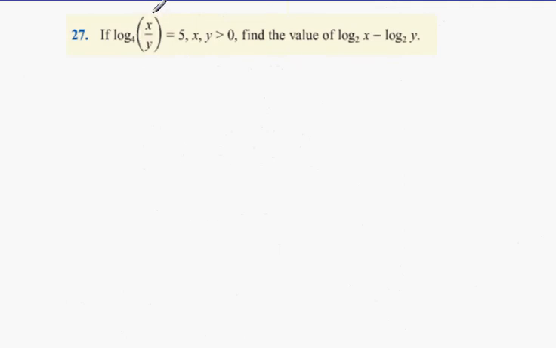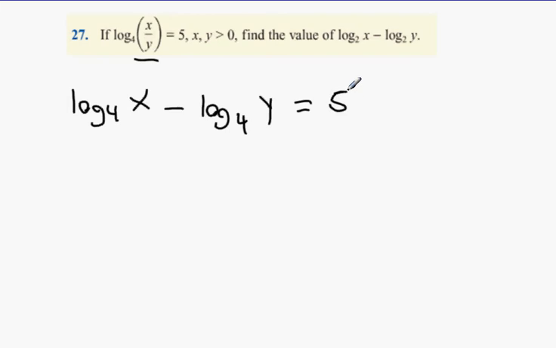If log of x over y to the base 4 equals 5, and x, y are positive numbers, which they have to be, because we can't take the log of a number less than 0, find the value of log x to the base 2 minus log y to the base 2. The only reason I know to even start this one is one of the rules: log x to the base 4 minus log y to the base 4 equals 5.